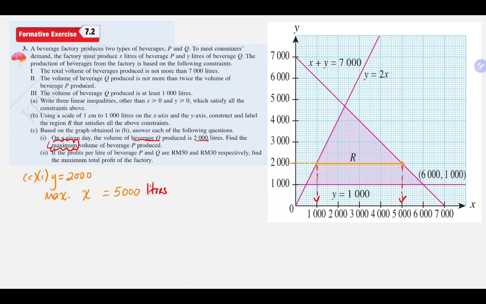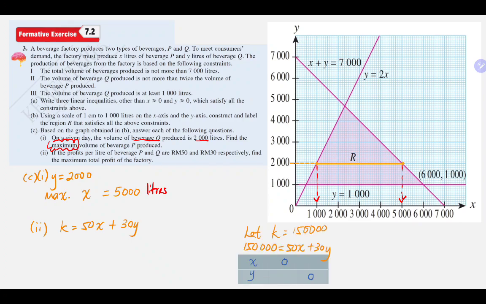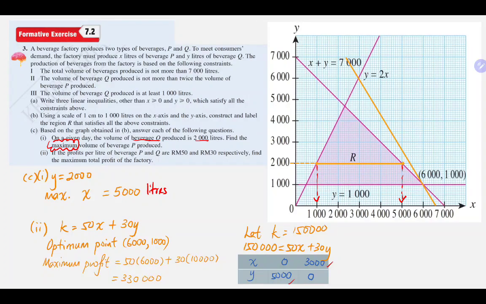Alright. Then number 2, if the profits per liter of beverage P and Q are 50 and 30 respectively, find the maximum total profit of the factory. So build up our objective function, k equals 50 times x plus 30 times y. And then use a reference number to draw the objective function line. So when k equals 150,000, okay, the x-intercept and y-intercept will be 3,000 and 5,000. Alright, then we'll push the objective function line and get the maximum point, which is (6,000, 1,000).